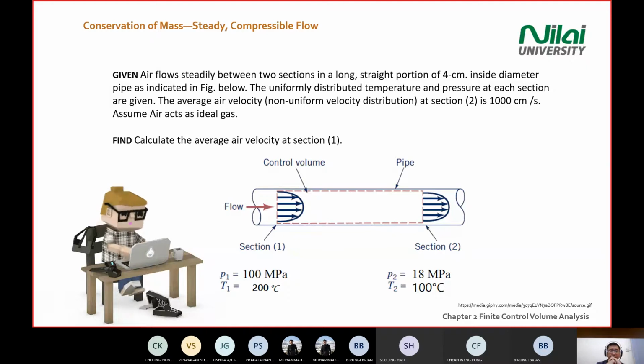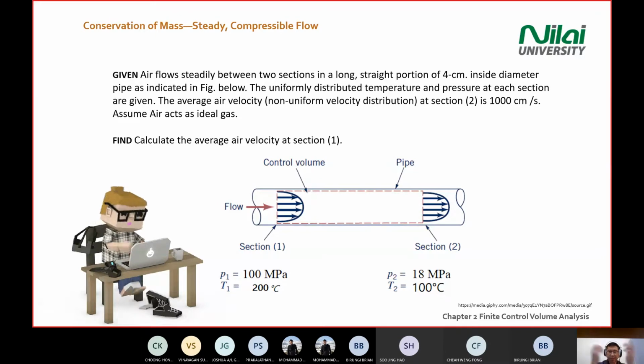You have a 4 cm inside diameter given. So this one is the diameter, or the fluid cross-section area. Uniformly distributed temperature and pressure of each section is given. In the diagram there, you see P1, T1, P2, T2. In this diagram, you're seeing Celsius. Now, the average air velocity, non-uniform velocity distribution at section 2, is 1000 cm per second.